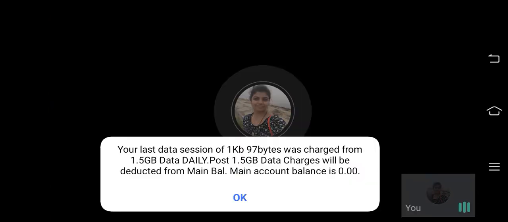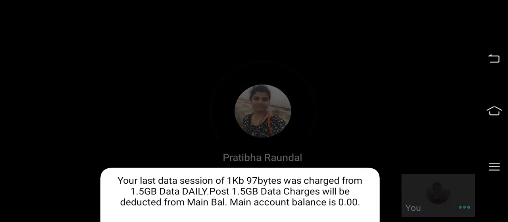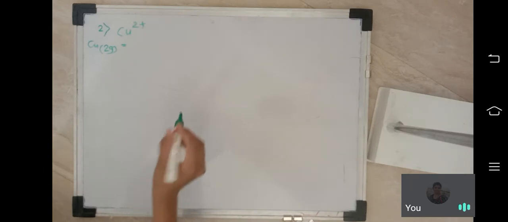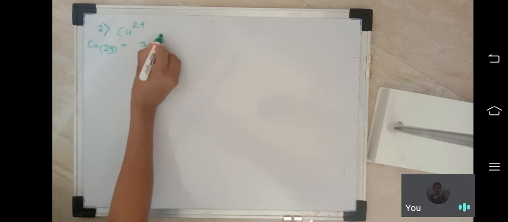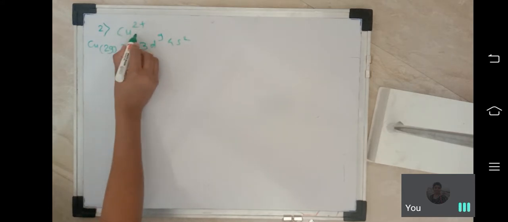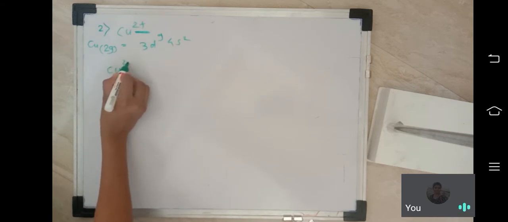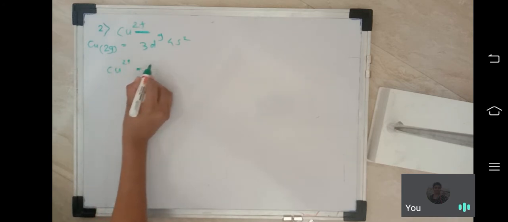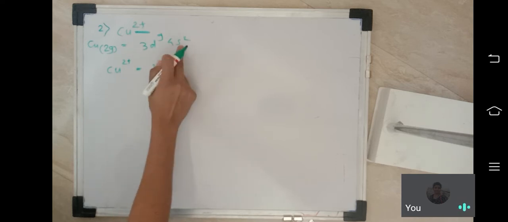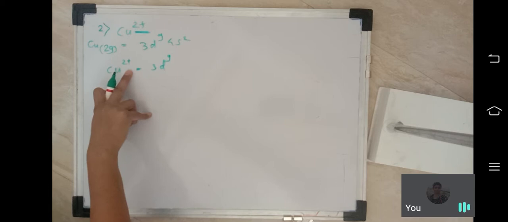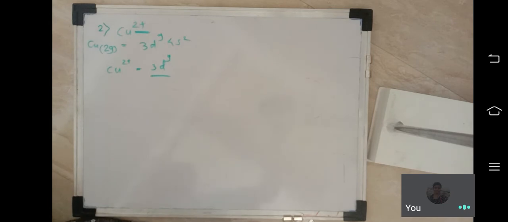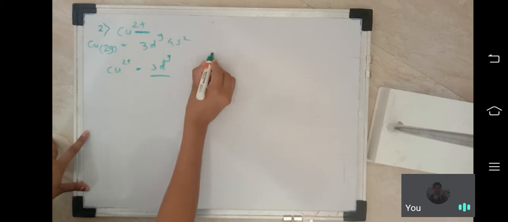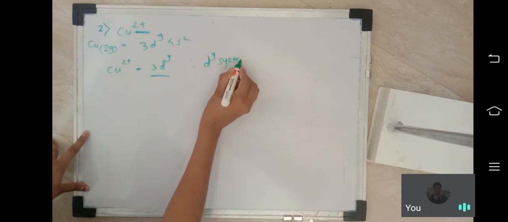So the electronic configuration is 1s2, 2s2, and I already told you about this series, then 3d9 4s2. Here the ion is 2+, so for the Cu2+ ion the electronic configuration is only 3d9, since 4s2 is removed and copper carries the +2 charge. So the system is a d9 system.